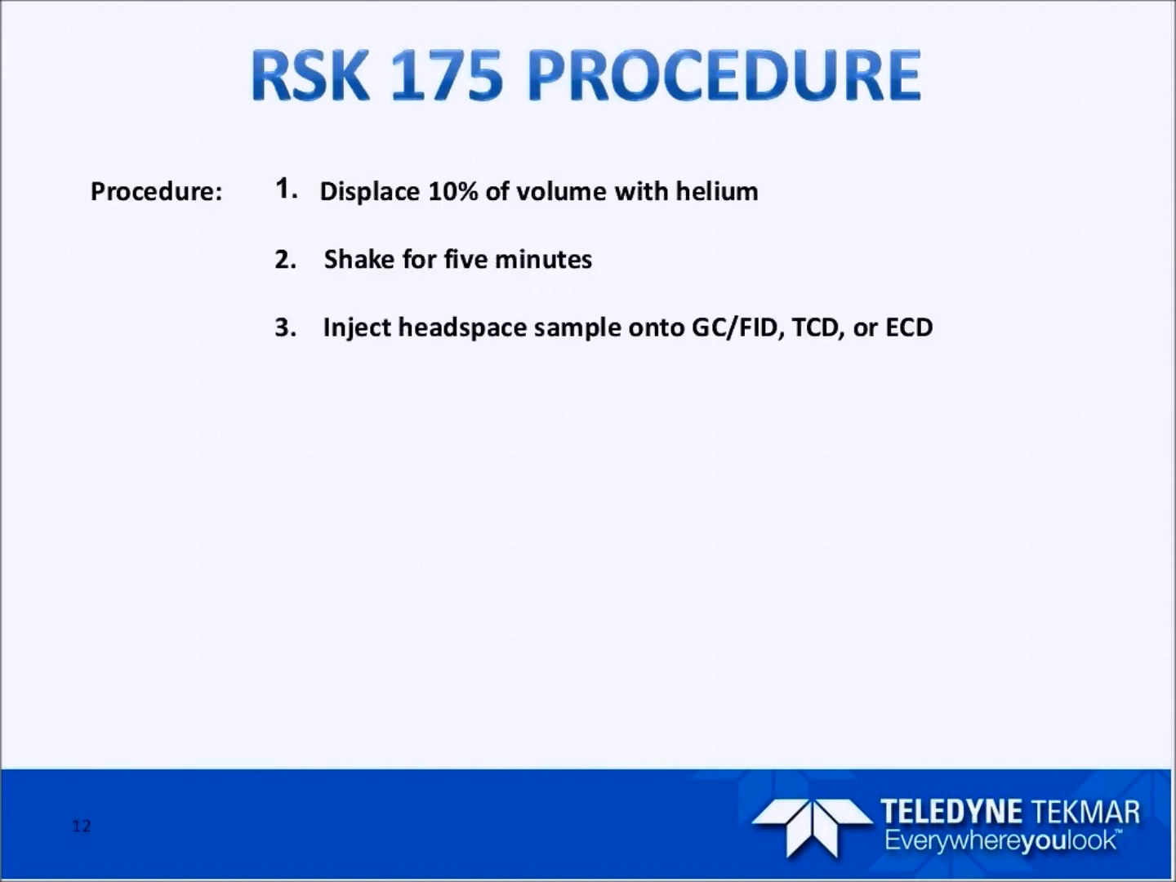The procedure involves taking a sample. It doesn't really specify, but I think it says a 60 mL VOA vial. Then you extract 10% of the volume, push it out with helium, and shake the vial for 5 minutes. If you're familiar with headspace, you allow the headspace to equilibrate, and then you pull an aliquot of that headspace and inject it directly onto your GC. It's compatible with all these different detectors: FID, TCD, and ECD.